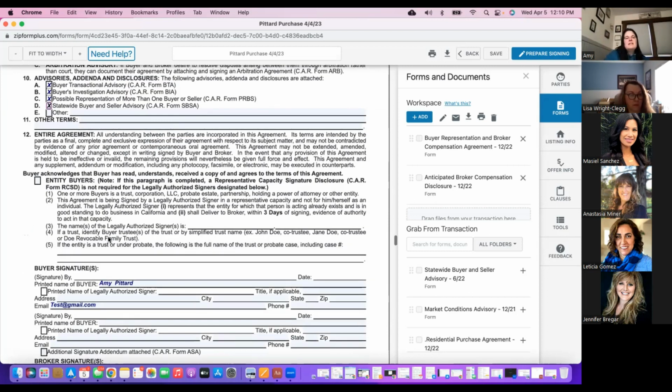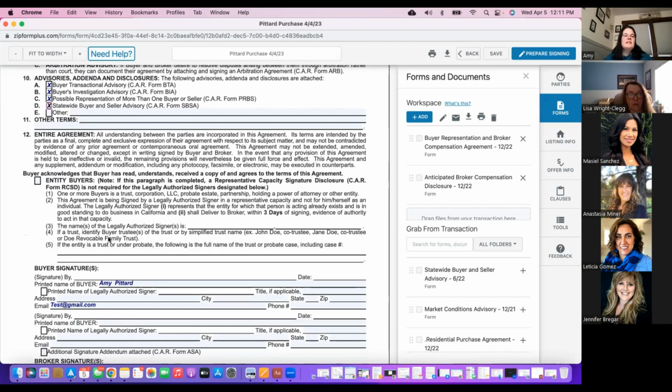And 12 is the entire agreement. All understanding between parties are incorporated into this agreement. Its terms are intended by parties as the final, complete, and exclusive expression of their agreement with respect to its subject matter and may not be contradicted by evidence of any prior agreement or contemporaneous oral agreement. This agreement may not be extended, amended, modified, altered, or changed, except in writing and signed by both the buyer and the broker. In the event that a provision of this agreement is held to be ineffective or invalid, the remaining provisions will nevertheless be given full force and effect.